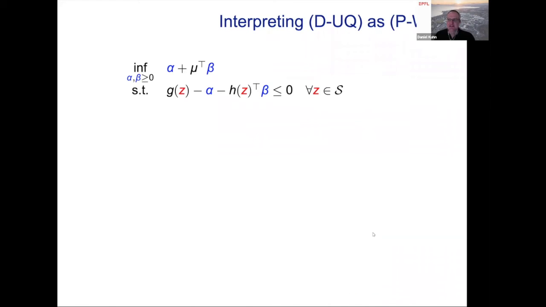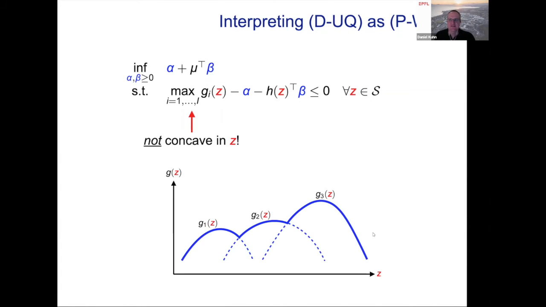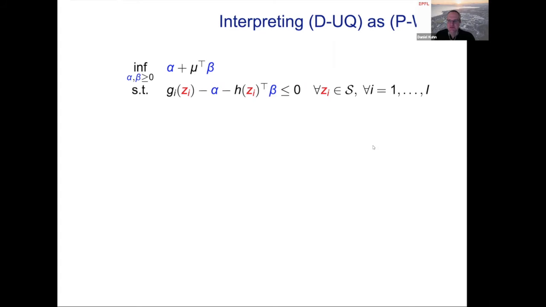Okay, so let's first take a closer look at the dual uncertainty quantification problem, which I show here again. This looks almost like an instance of the primal worst PW, but not quite. In fact, the constraint function involves a maximum of concave functions and is therefore not concave in general. However, the maximum over the I different concave disutility components in the constraint can be removed if we split the single robust constraint up into I different robust constraints, one for each of these disutility components Gi.